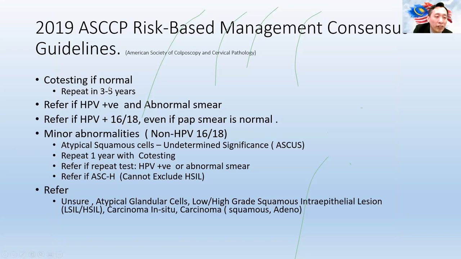Refer to a gynecologist if the HPV is positive and the smear is abnormal. Refer if the HPV is high risk, 16 and 18, even though the pap smear is normal. Number three, minor abnormalities with no HPV 16 or 18, you can keep. Most of the time, it's atypical squamous cells of undetermined significance. You repeat the co-test in 1 year. If on repeat the HPV is positive or the smear is abnormal, then you should refer. So refer if unsure: atypical glandular cells, low or high grade squamous intraepithelial lesion, carcinoma in situ and cancer.